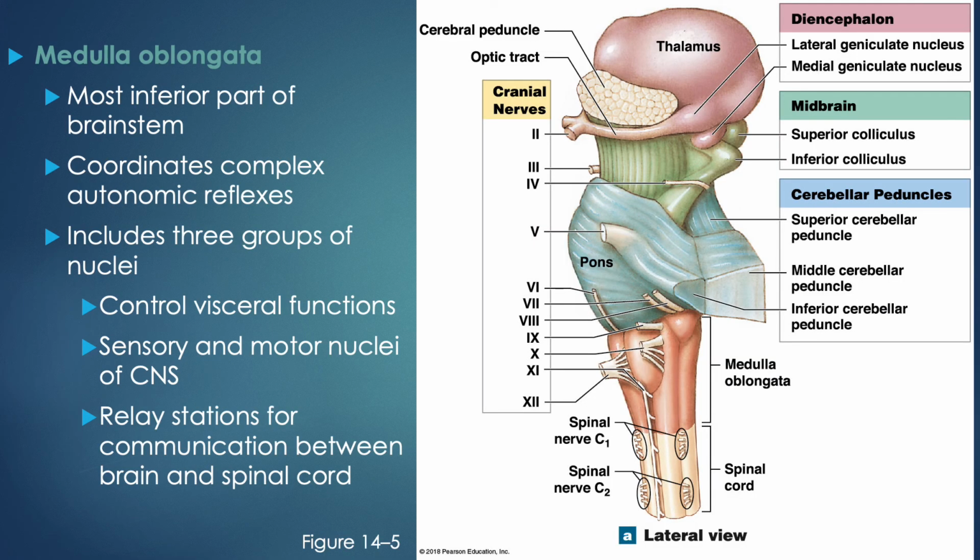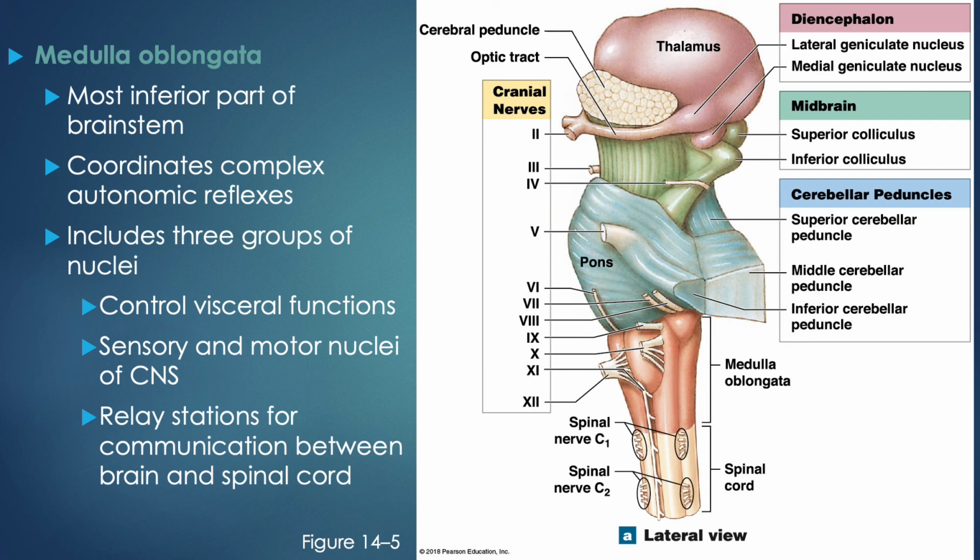The medulla oblongata is our most inferior part of the brainstem and is responsible for coordinating complex autonomic reflexes. So it's going to include 3 separate groups of nuclei, and these are going to control visceral functions. They're going to include sensory and motor nuclei of the central nervous system, as well as relay stations for communication in between the brain and the spinal cord.